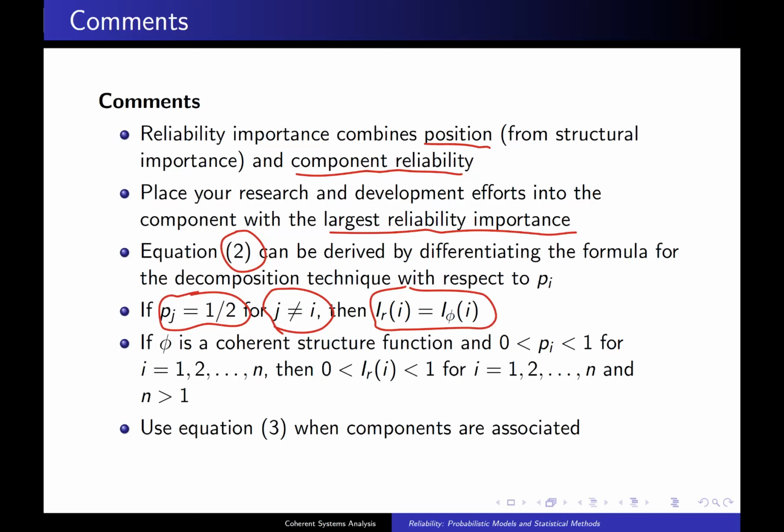Another bullet here is if phi is a coherent structure and each reliability lies between 0 and 1 for i equals 1 to n, then the reliability importance lies between 0 and 1 for all of the components, and n is greater than 1. Finally, you want to use the third equation for calculating the reliability importance when the components are associated.